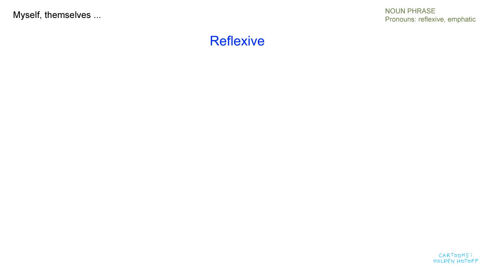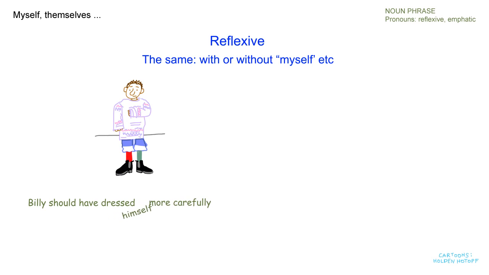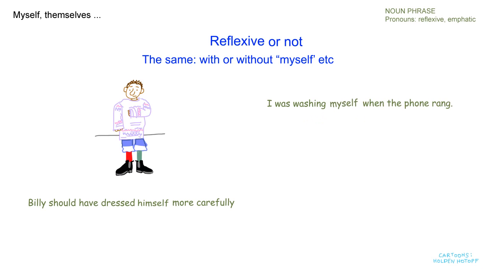Moving on, there are a few verbs which mean the same with or without the reflexive pronoun. Here's an example. Billy should have dressed more carefully this morning. Or, Billy should have dressed himself more carefully this morning. And here are two more verbs which work in the same way. I was washing when the phone rang. Or, I was washing myself when the phone rang. And another one. He was preparing for the interview. Or, he was preparing himself for the interview.